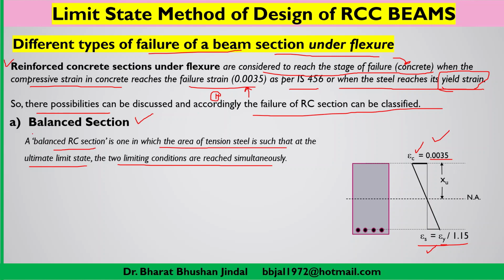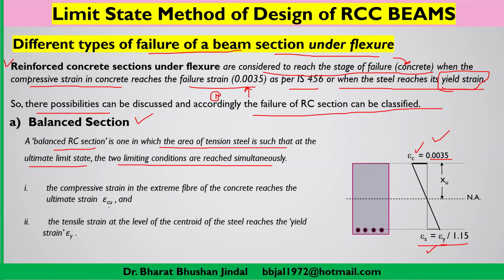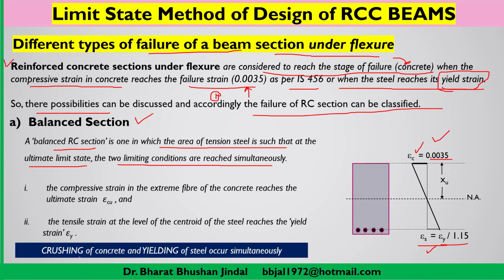So that's why we say that when both concrete as well as steel reach their ultimate stage simultaneously, that type of section is known as a balanced section. In this type of section we are utilizing concrete as well as steel optimally, and this type of section will be a very economical section. Already we have discussed that the first stage is when the compressive strain in the extreme fiber of concrete reaches the ultimate strain, and the tensile strain at the level of the centroid of steel reaches the yield strain. So we can say here that crushing of concrete and yielding of steel occur simultaneously.